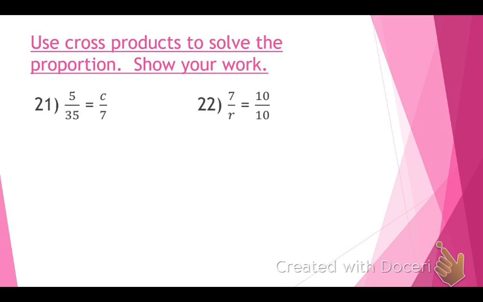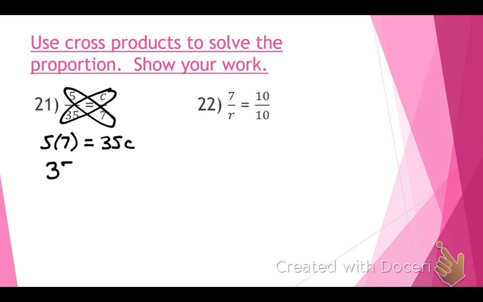Isabel, how do I do this? You multiply 5 times 7 and 35 times C. Okay, very good job. We are multiplying across. Drop down that equals sign. We're going to do 5 times 7 and 35 times C. Then what? You multiply 5 times 7, which is 35. Okay, 5 times 7 is 35.